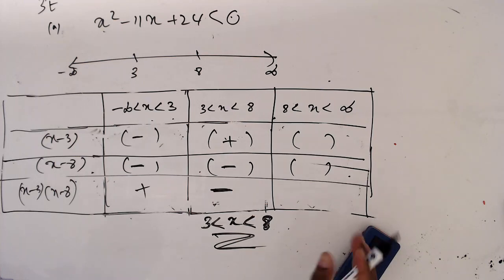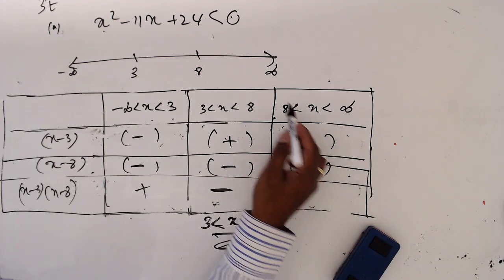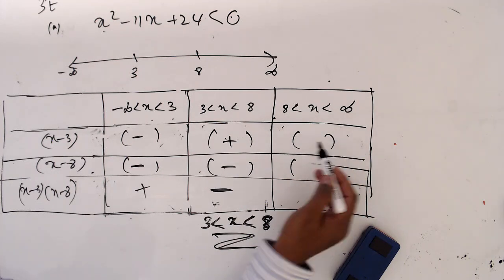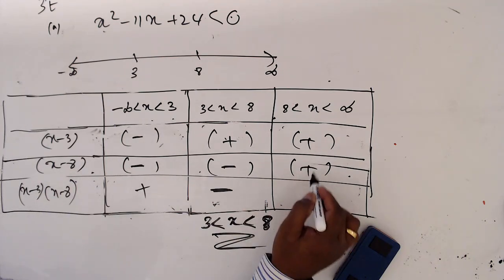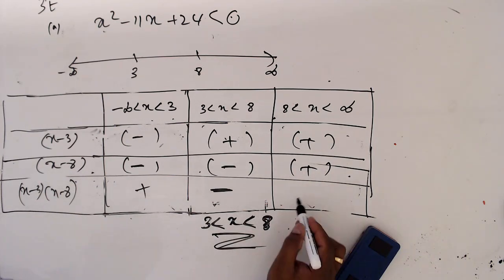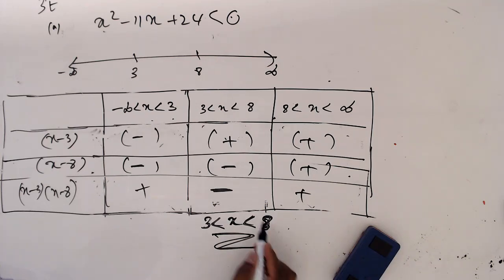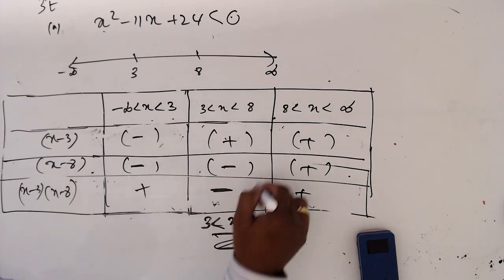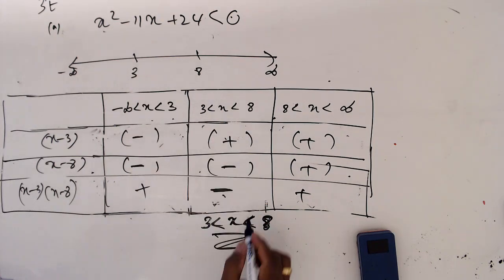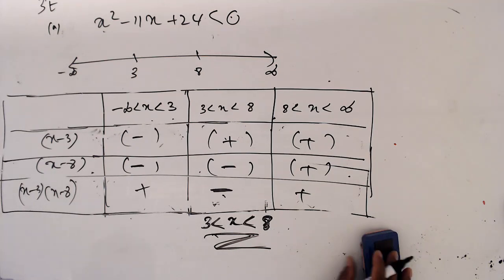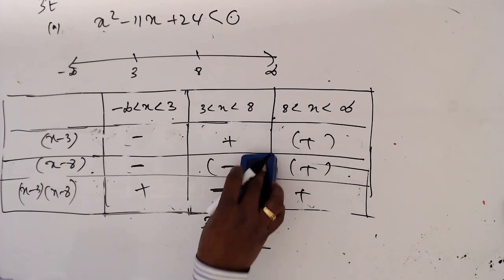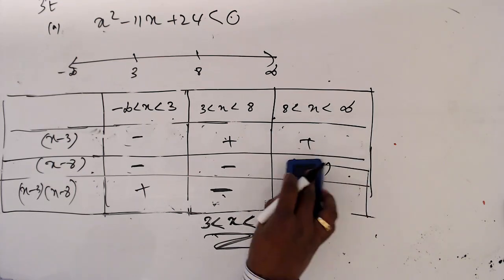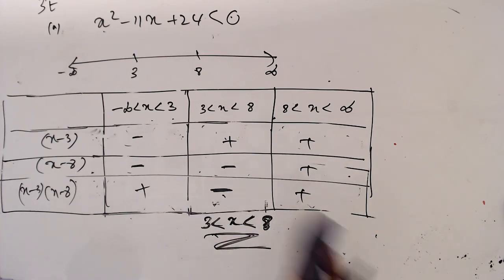And any value greater than 8, 10,000. 10,000 minus 3 is positive. 10,000 minus 8 is positive. Then positive times positive is positive. So then the only matching area is negative, this one. So this is the final answer. If you want, you can get rid of these symbols as well, I mean this bracket form. It is just minuses and pluses.